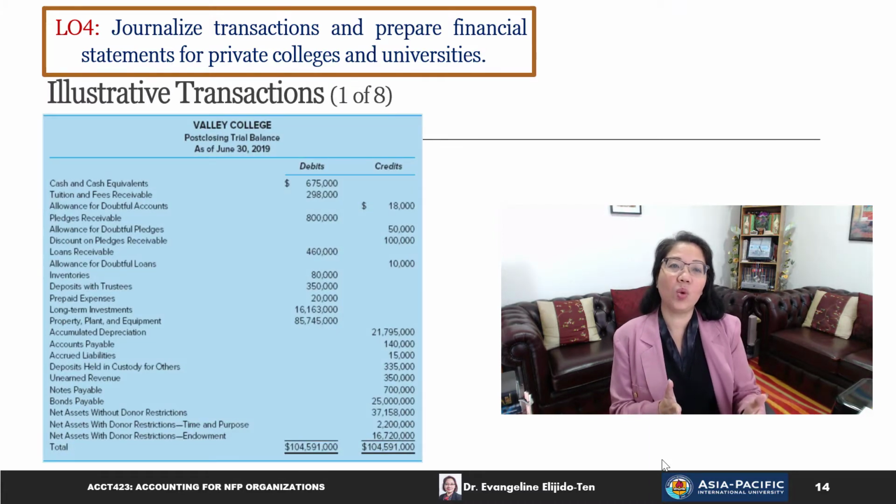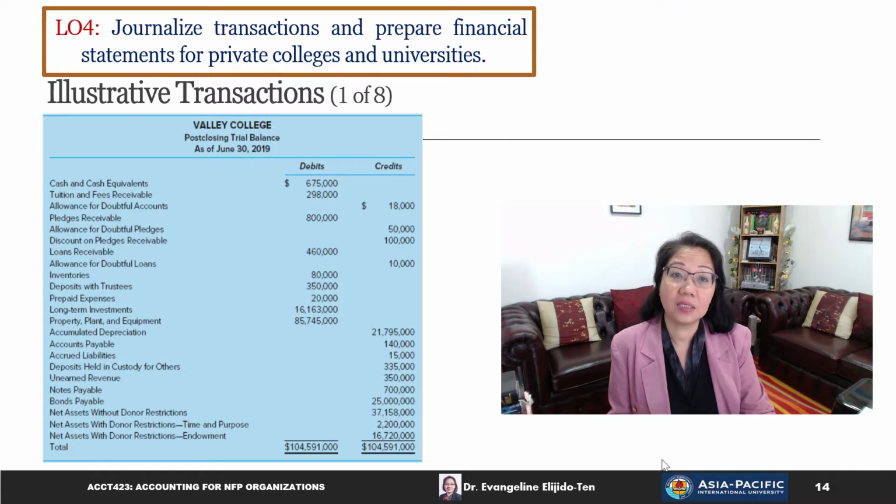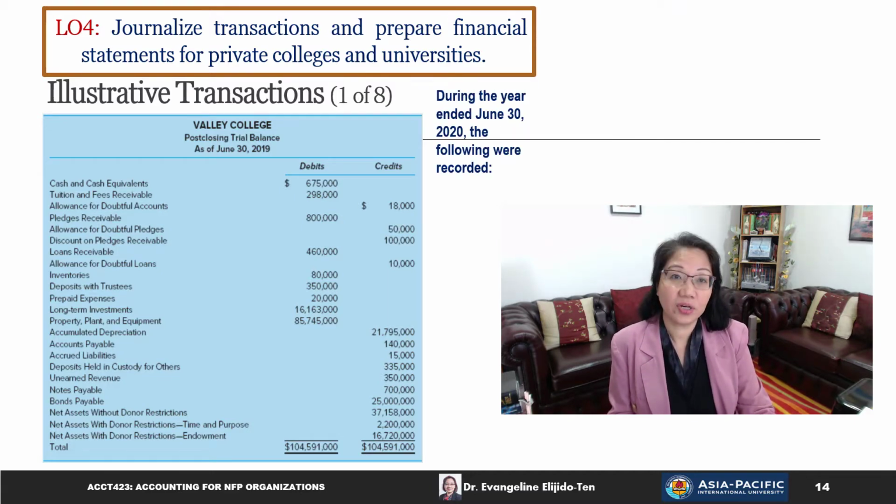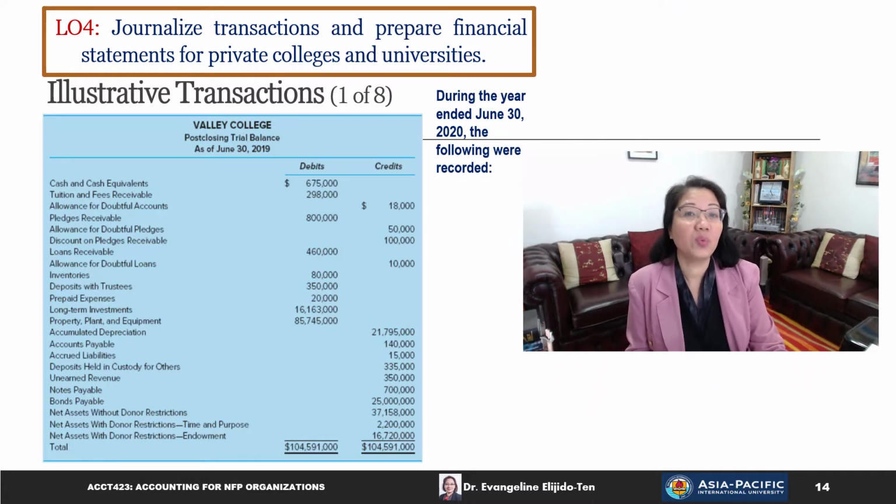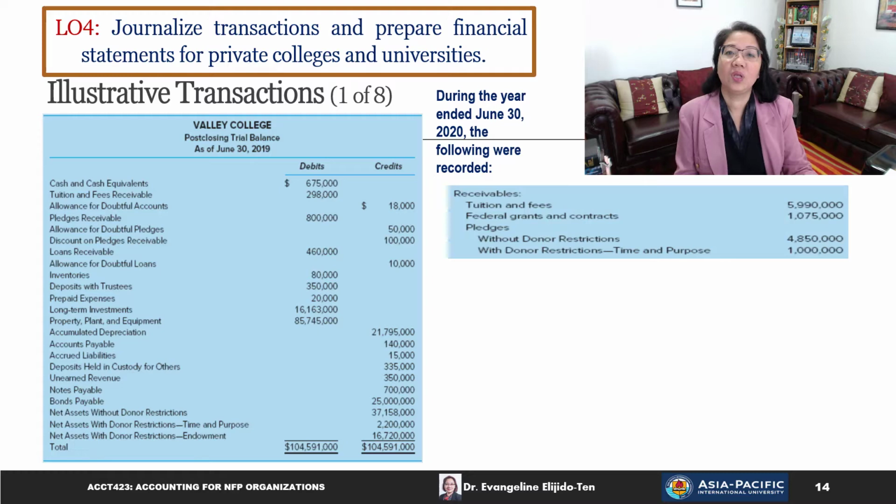So we are starting with the post-closing trial balance as of June 30th, 2019 for Valley College, a private college. During the year ended 30th of June 2020, the following were recorded. So first, we have the receivables: tuition and fees, $5,990,000, federal grants and contracts for $1,075,000, pledges without donor restrictions of $4,850,000, and with donor restrictions as to time and purpose for $1 million.